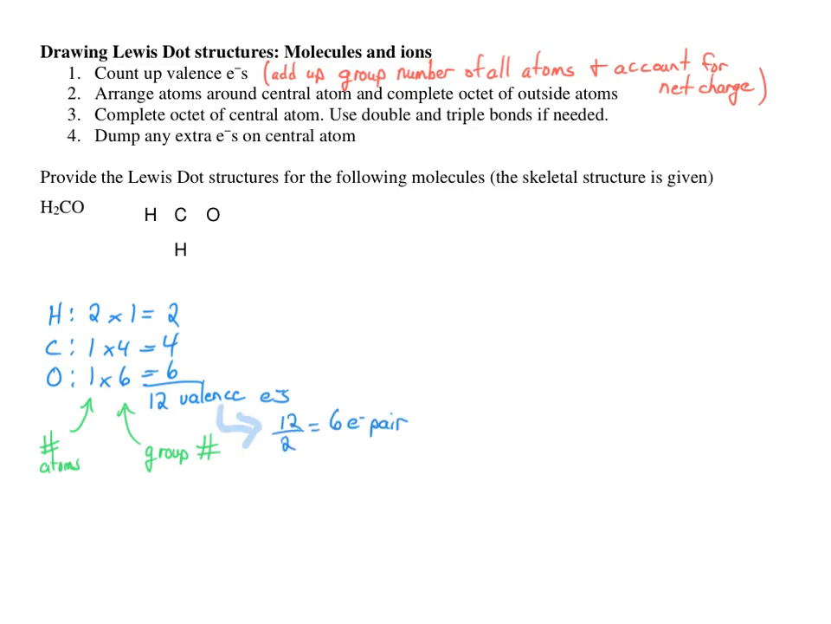When I do Lewis dot structures, I work in terms of electron pairs. Things go much faster, the diagrams are much cleaner. 12 total valence electrons would correspond to 6 electron pairs.